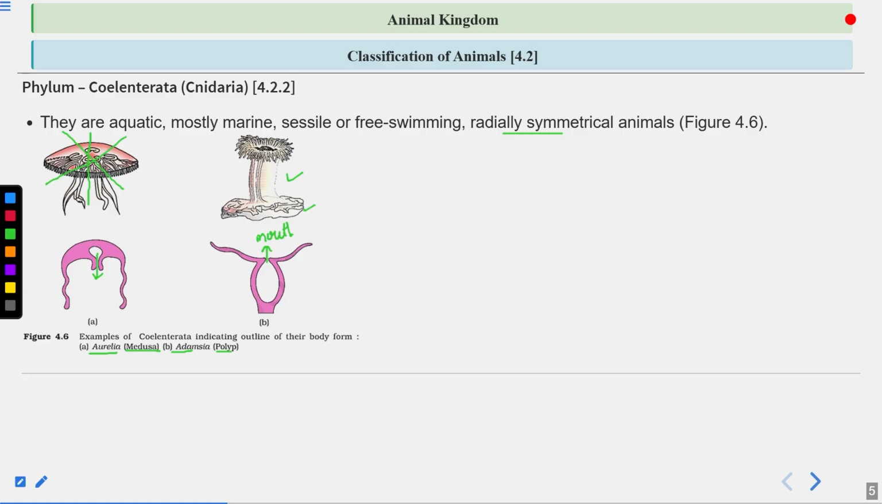Sessile means they are attached to a substratum. They are not free to move here and there. They can be attached to any stone present in the marine environment or on the bottom of the sea. So that is called sessile. But free living means it can move from one place to another, which we see in the case of jellyfish, Aurelia. So the mouth is downward, and basically the Medusa stage is involved in sexual reproduction. Understanding these two stages is very, very important.